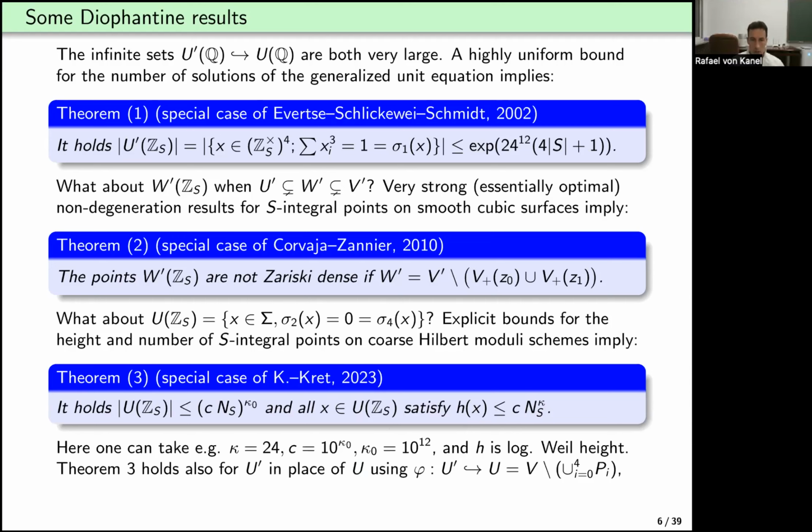And I also would like to remark that actually this theorem 3 also holds for U prime in place of U. So we can just use this open immersion phi, and we can also use that it's compatible with the heights. Then we get as a corollary the same result for U prime in place of U. And another remark is also that this theorem 3 is optimal in the sense that we cannot make the variety U larger inside V. So for example, we cannot remove maybe only 4 points. So if you only remove 4 points, then this set here can be infinite.